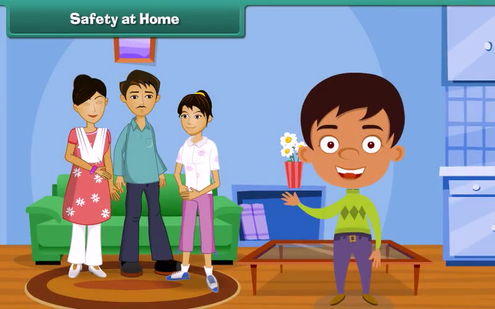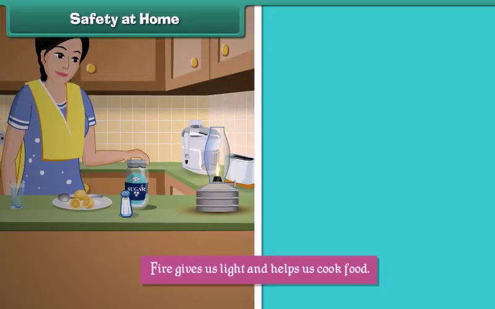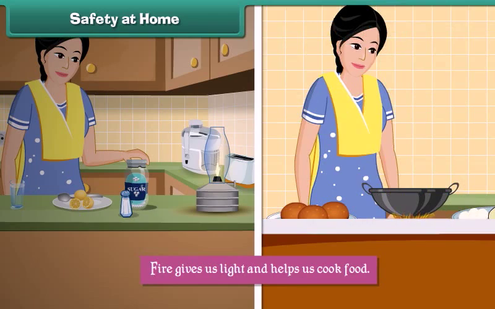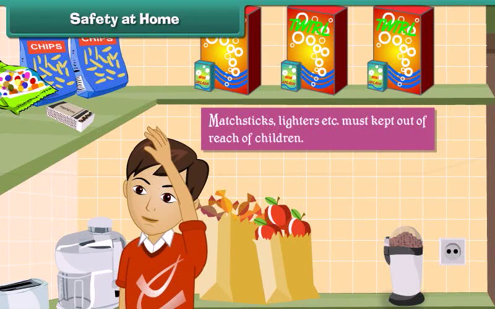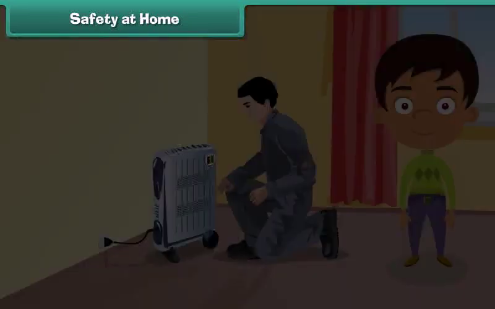Fire plays an important role in the life of humans. Fire gives us light and helps us cook food. To avoid accidents, matchsticks must not be struck near inflammable objects. Matchsticks, lighters, etc. must be kept out of reach of children.